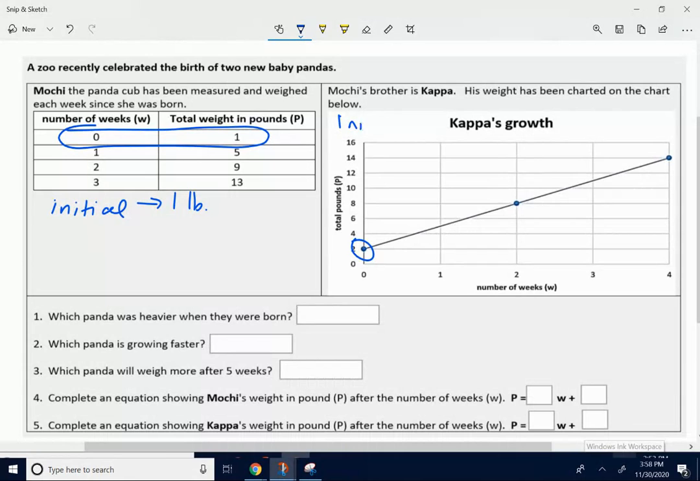Put it right there. So which panda was heavier when they were born? It'd be Kappa, because Kappa was 2 pounds and Moki was 1 pound.